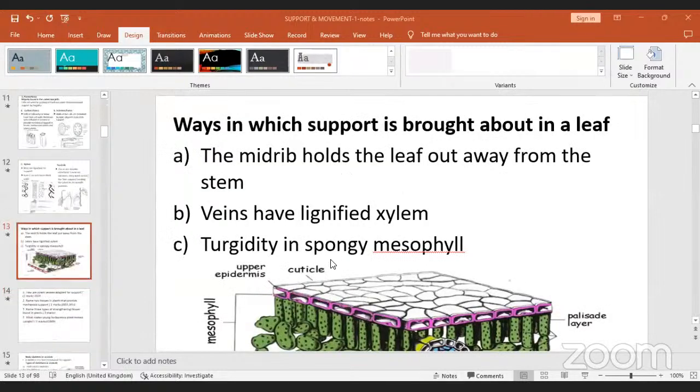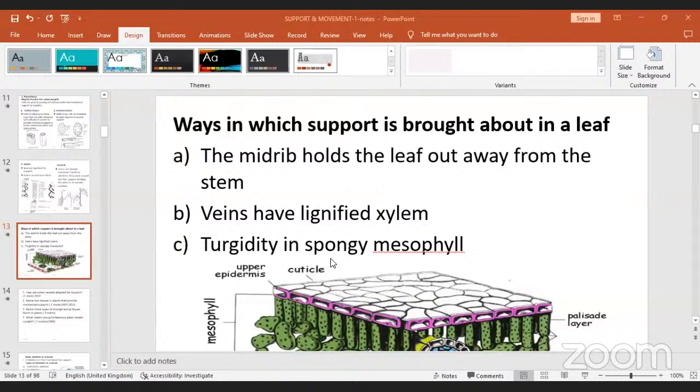So if we ask a question, explain or state ways in which support is brought about in a leaf. One of the ways in which support is brought about, because the leaves need to be exposed to the environment. They need to be exposed to maximum sunlight, for example, for photosynthesis. So one of the ways is because they have a midrib, and this midrib is able to hold the leaf away from the stem of the plant, and that exposes the leaf to the environment and environmental conditions like light. That light will be trapped so that it can be used for photosynthesis.